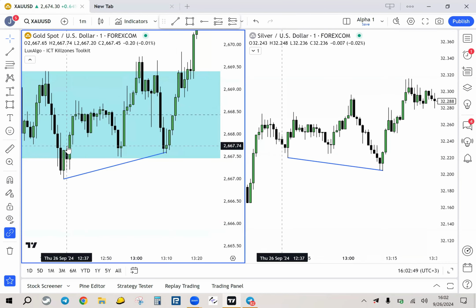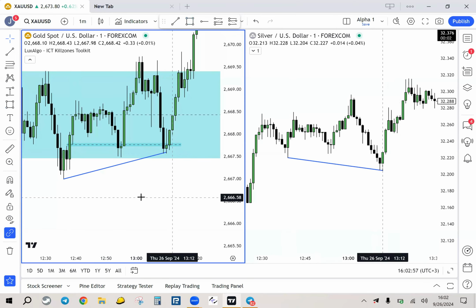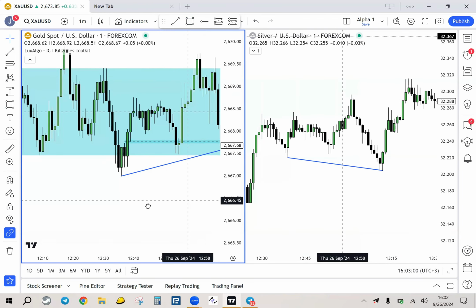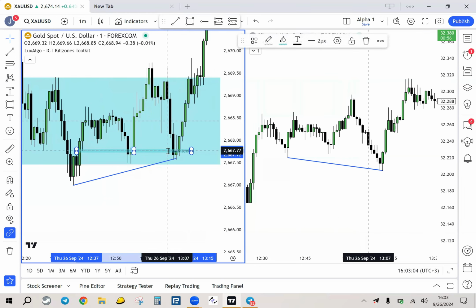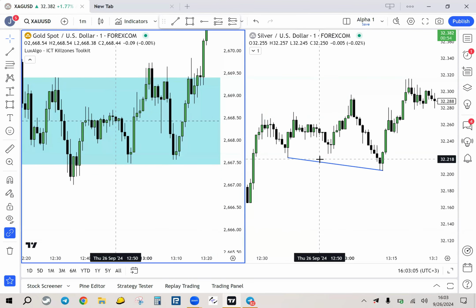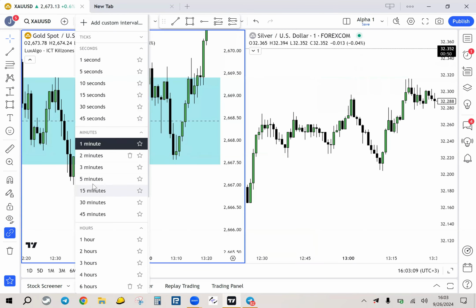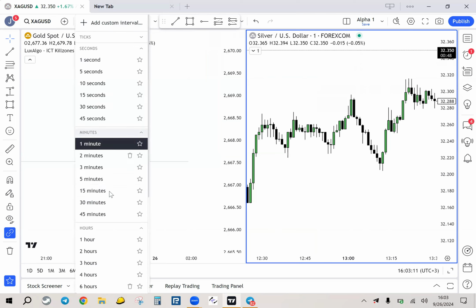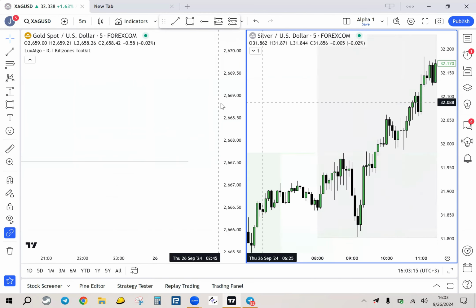Okay, so yeah, you could say that we had this thing over here, but I would not have traded that, because if you're just going to look at it like this on the 1 minute, you're going to find so many SMTs and so many fair value gaps, and you're just going to go crazy. So yeah, that's why I want to stick to the 5 minutes. Okay. So from a logical perspective, what I would want.